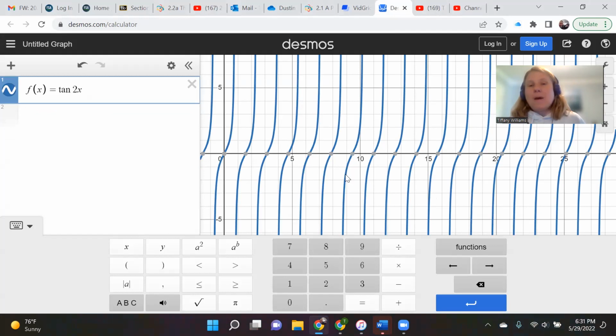So what I'm after is these asymptotes, and these asymptotes are based upon the period. So I'm going to use that idea of the period that we just came up with.